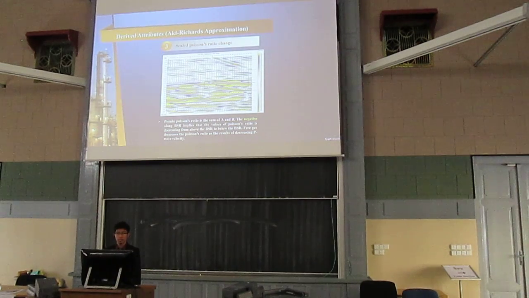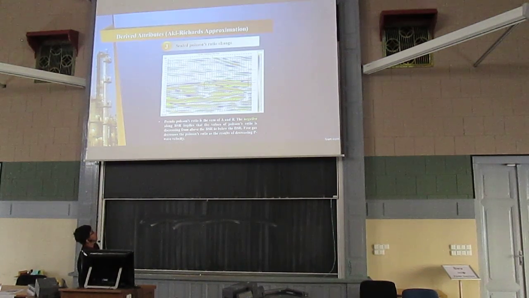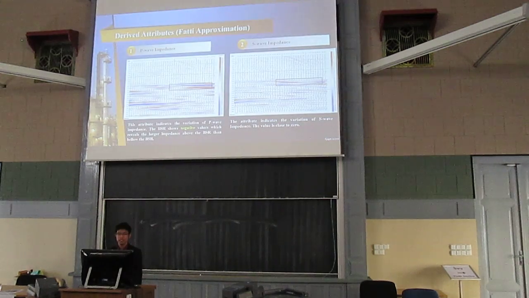And the third attribute analysis is about the Poisson's ratio changes. From this figure, we can see that the value of the Poisson's ratio is also negative, which means that the Poisson's ratio is decreasing from above the BSR to below the BSR, and it is a derived attribute from the Fatti approximation. We can see that this is the P wave impedance.